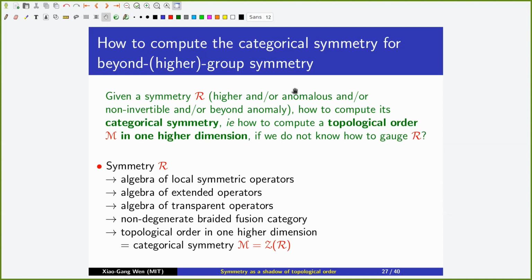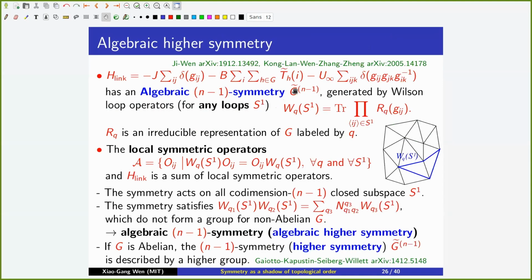Okay, so now, any questions here? So this is maybe just a very brief introduction of what algebraic higher symmetry or non-invertible symmetry is. In this language, it's just a dual of a non-abelian symmetry. But for the abelian symmetry, the dual is also always a higher form symmetry. So it's invertible, not non-invertible.